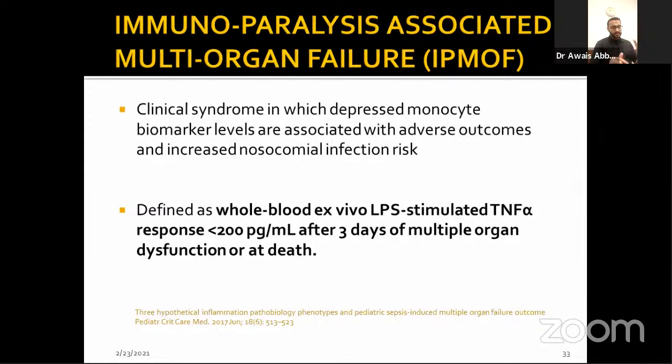The below one is the biochemical definition of IPMOF. If we define it biochemically, we define IPMOF as whole blood LPS stimulated TNF alpha response that is less than 200 picogram per milliliter after 3 days of multi-organ dysfunction or at death. So the whole story of IPMOF actually revolves around the TNF alpha response from monocytes.